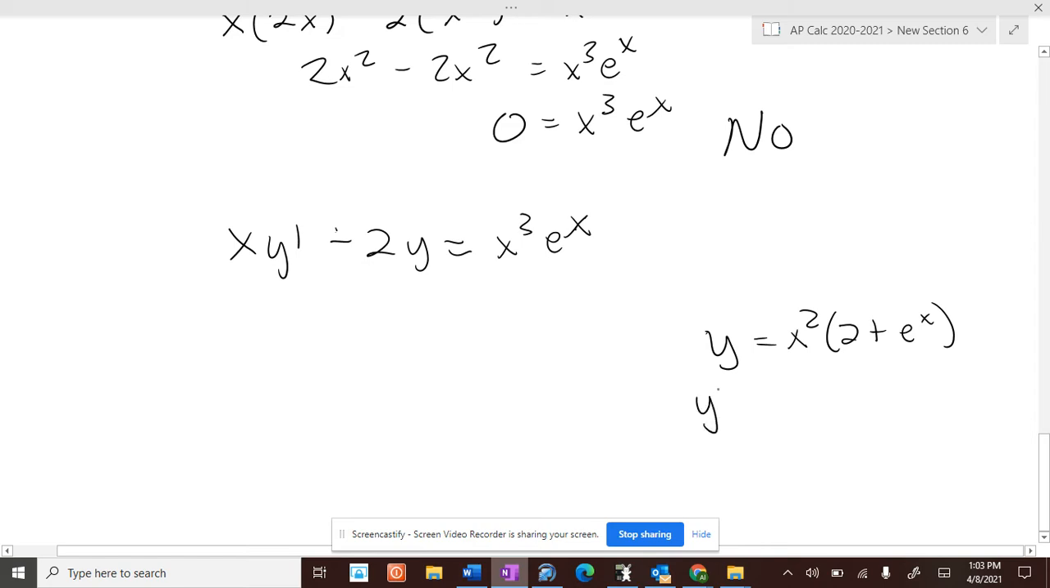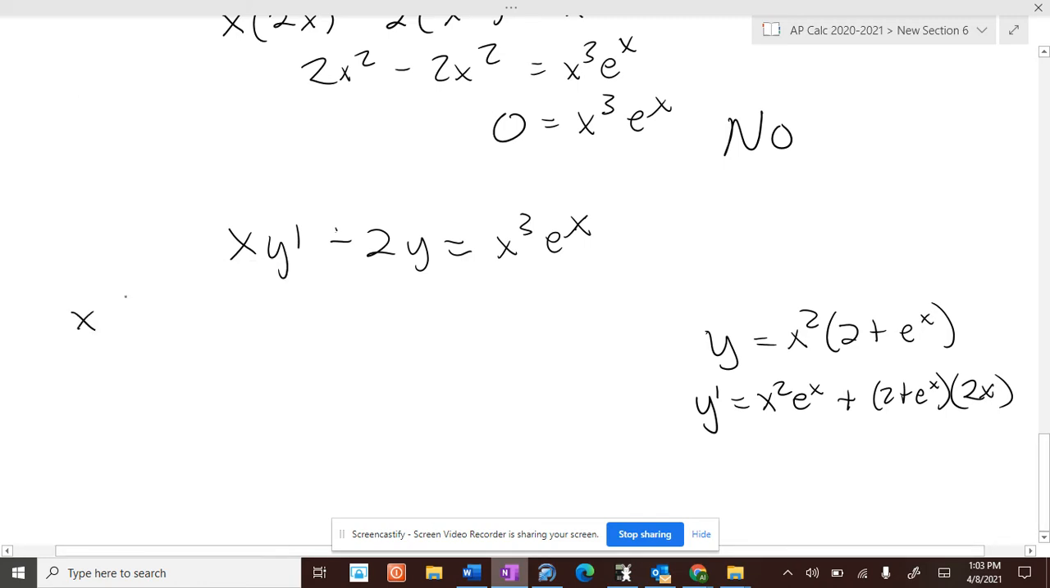Plug, chug, solve. Y prime equals, take the first derivative of this, which is x squared times the first derivative of the second part, just e to the x, plus the second part, 2 plus e to the x, times the first derivative of the first part, 2x. Remember product rule? Yeah, you have to use the product rule. These are multiplied times each other. So we plug that in.